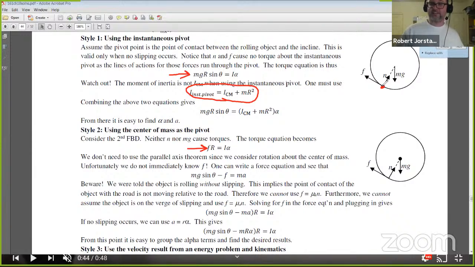This is tough stuff. It's all easy steps, but look, if we use the pivot point here, the distance from the pivot point to the center of mass is the radius. So notice the moment of inertia about the center of mass can't be used in the instantaneous pivot equation. This one's a lot easier if you remember that, and remember the moment of inertia needs to be shifted. Then it's just solve for alpha. It's a one-liner.